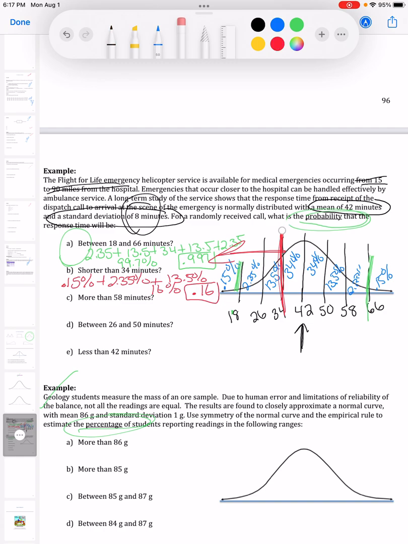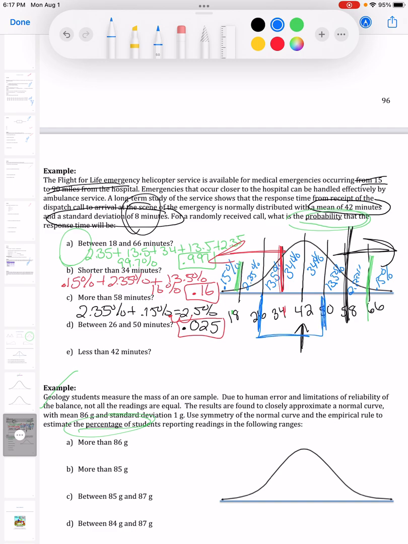Coming back from the pause here, we've got more than 58, so here's 58, and I want more, so I'm going to go to the right, so that would be 2.35% plus 0.15%. That's going to give me 2.5%. And as a probability, that means you have to move it 2 decimal places, 1, 2, or divide by 100. So I get my answer, 0.025 for the probability.